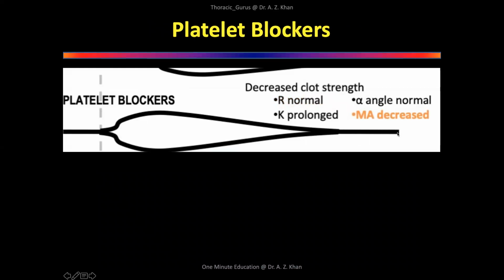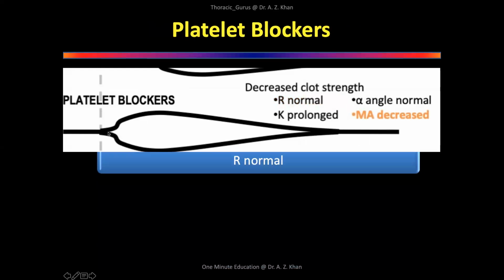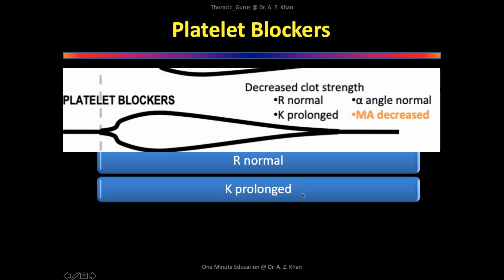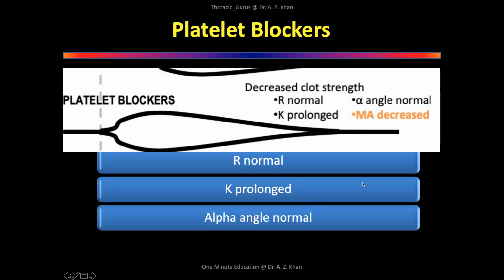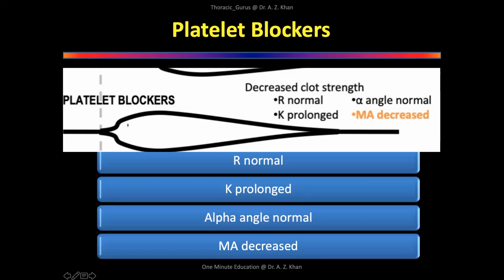If the patient is on platelet blockers, what you will get is a normal R, but the K gets prolonged. The alpha angle will be normal, but the maximum amplitude will be decreased. You must know these, again, these are from the MCQs. They will tell you there is a TEG which has normal R, normal K, alpha angle also normal, but the MA is decreased. What is the potential diagnosis? So the patient is on platelet blockers. That's the way you interpret these things.